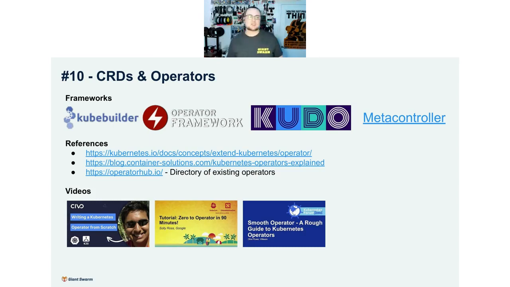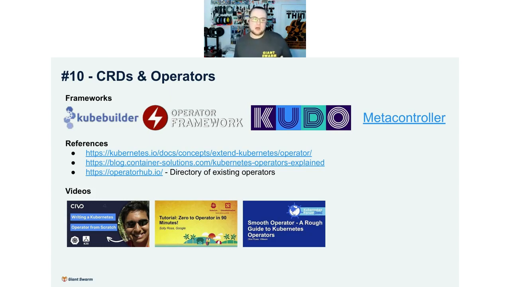This is just a nice subset. The Kubernetes documentation also has quite a nice article on operators, what they are, what they can achieve, things like that. And our friends at Container Solutions also have a really good blog post on this, which the image from the previous slide is actually taken from. I highly recommend checking that out if you are interested in more about how operators and CRDs work. There's also OperatorHub, which is a directory of operators that people have built.